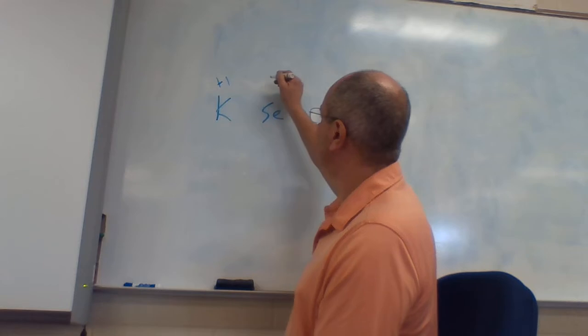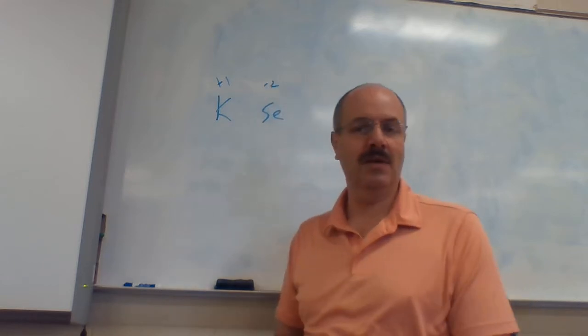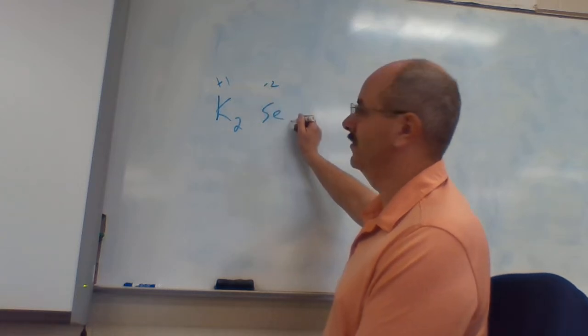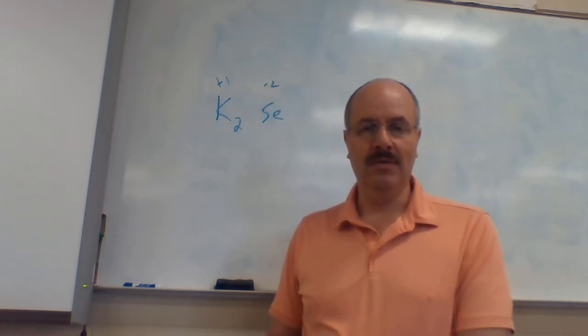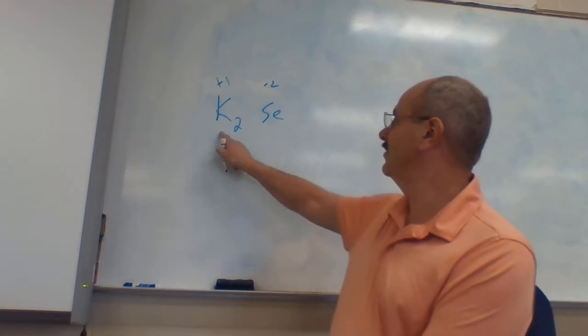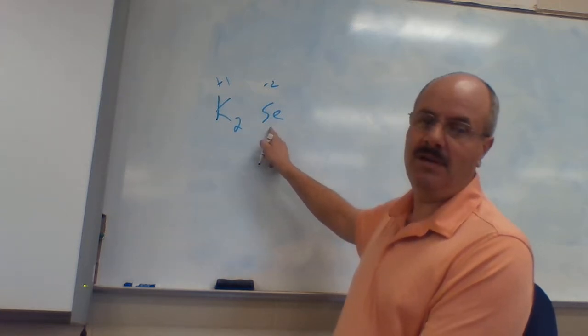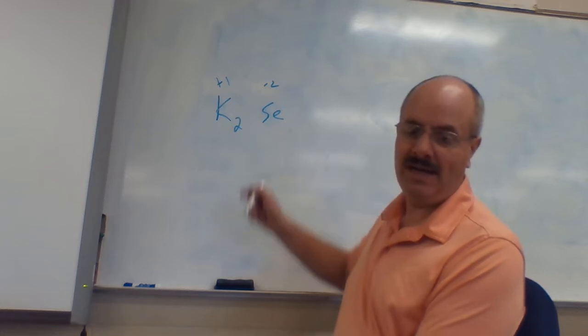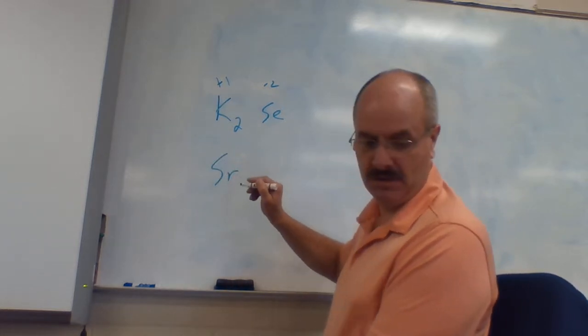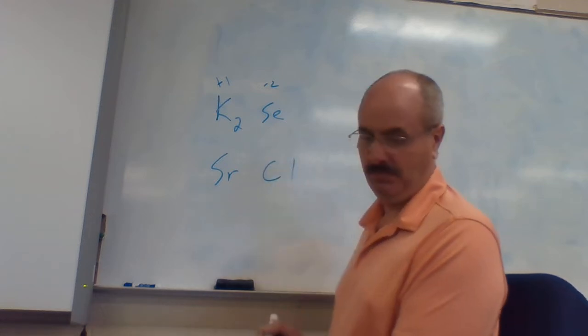So potassium is +1, Se is -2. Those guys don't cancel each other. So I crisscross it. 2 goes here, 1 goes over there. But remember, in chemistry, we don't write 1, so this becomes K2Se. What's the name? Potassium and selenium, but it becomes selenide. So it's potassium selenide.